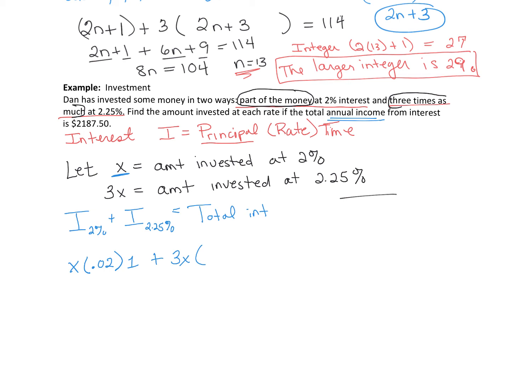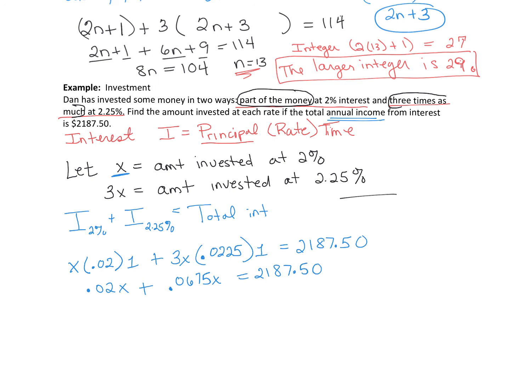Oh, I made a mistake there. Hopefully you caught it. We have to move our decimal 2 places. 0.0225 times 1 is the total interest, which we were told was $2187.50. So simplifying here, we get 0.02x. If I do 3 times 0.0225, we get 0.0675x equals $2187.50.